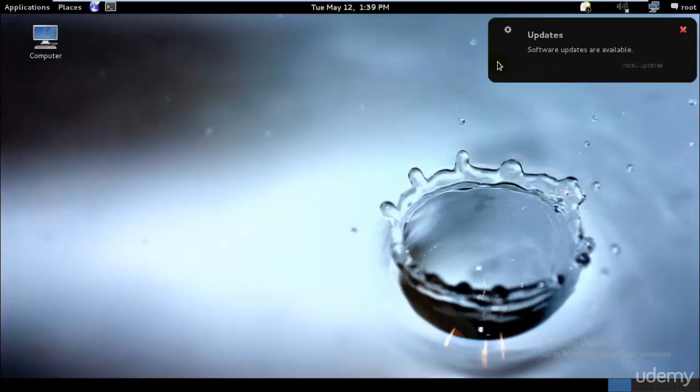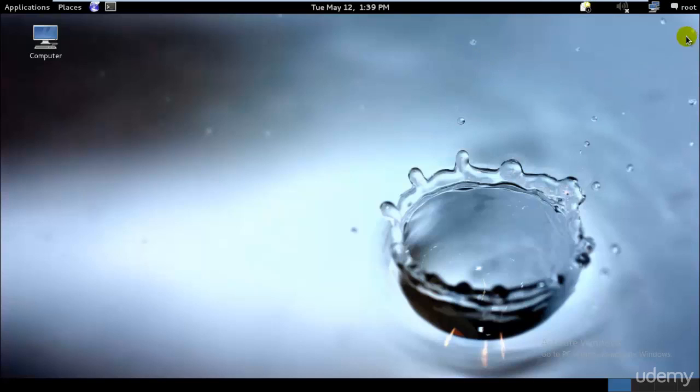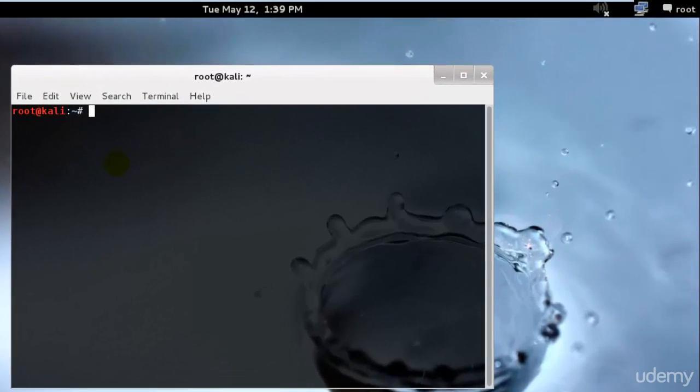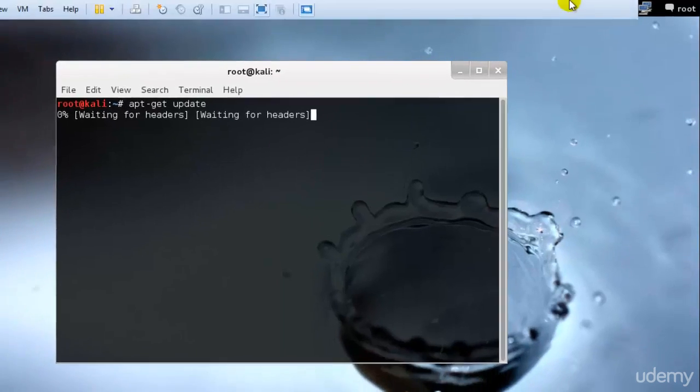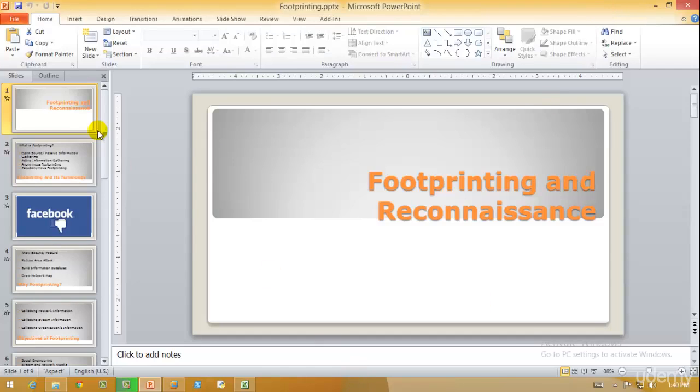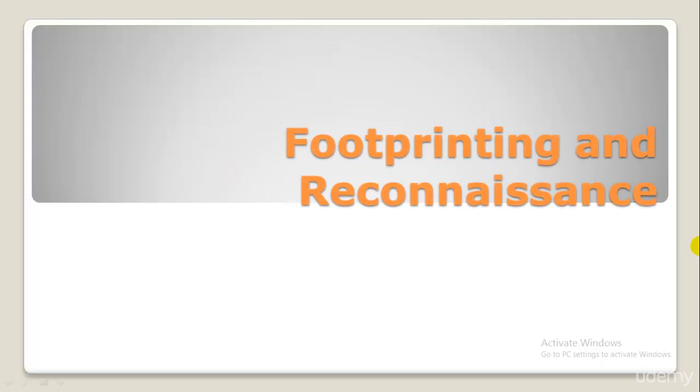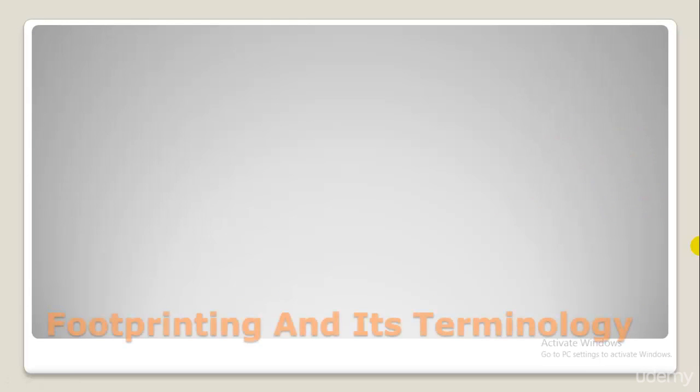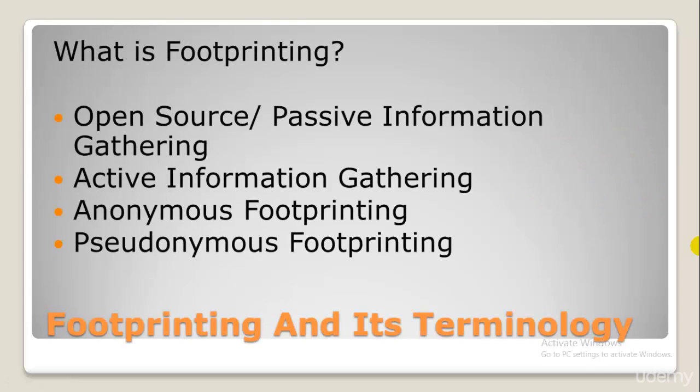Footprinting is just that we need to gather information about specific people. Okay, let me check the updates. By the time it gets updated, let's start with the footprinting terminology. Footprinting and reconnaissance is what we will be learning today. These are the several ways of gathering information. Before we go deep into this concept, it is important to know the basic terminology used in footprinting, and these terms will help you understand the concept of footprinting and its structure.